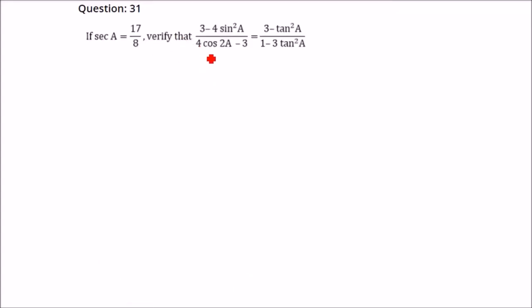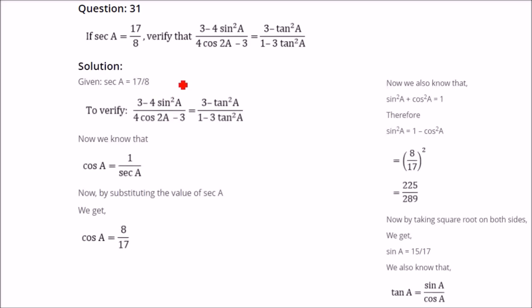Sec theta is 17 by 8. We have to verify that the left hand side is equal to the right hand side. So what we can do here is use the triangle, that is also okay, but you can use the identities also.